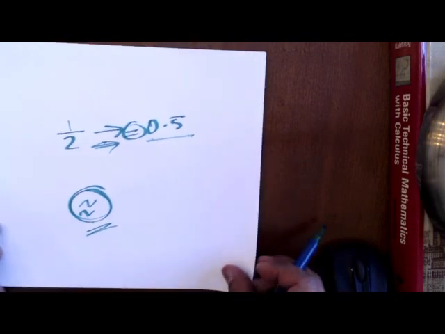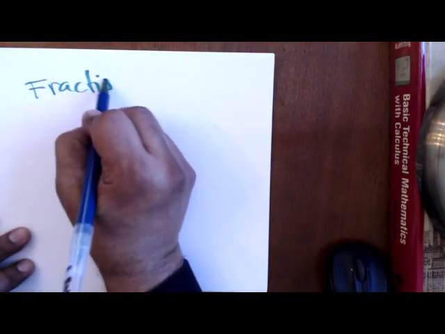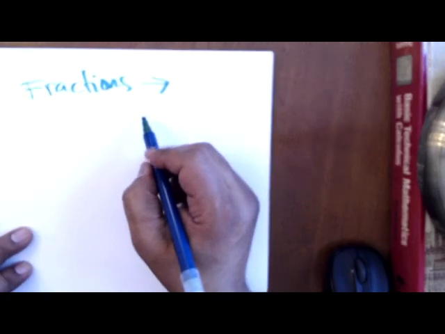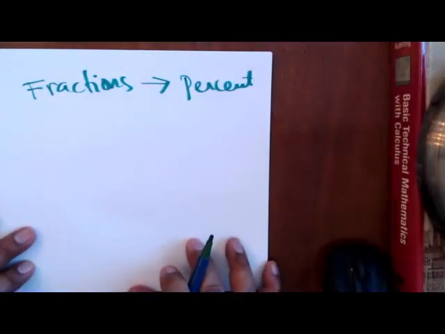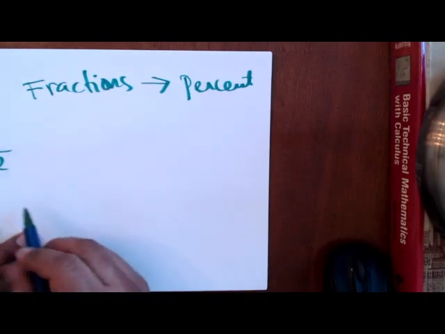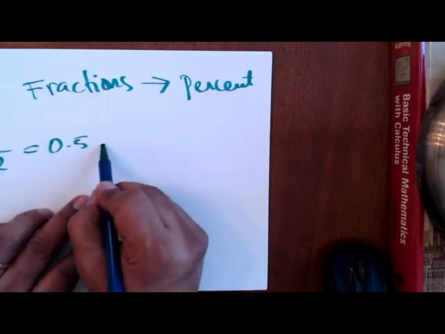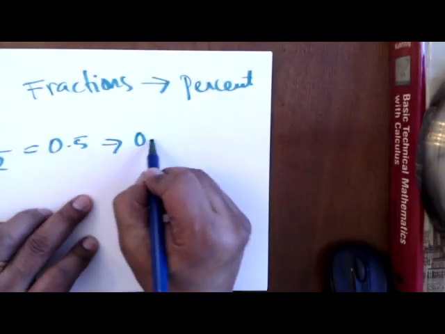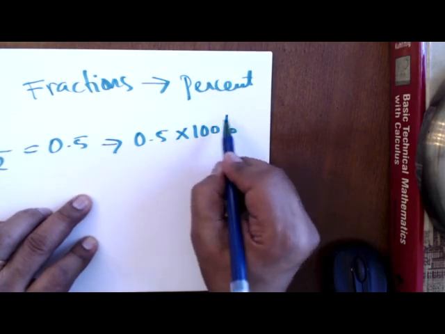So now let's turn our attention to fractions as percentages. It's the other way around. So we have fractions into percentages, right? That's the conversion that we need to do. So we have, for example, 1/2. Let's take that example again. This is equal to 0.5, but we want to turn it into a percent. So what we need to do is we take this number, 0.5, and we multiply it times 100%.